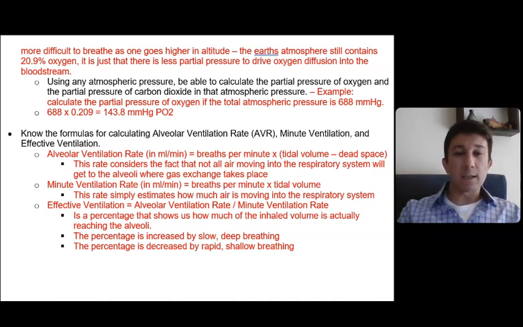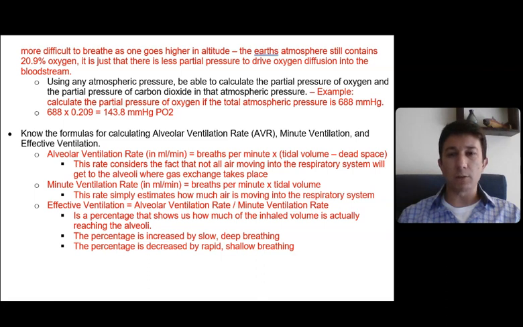So that rate, minute ventilation rate, simply estimates how much air is moving into and out of the respiratory system. But notice that it doesn't take into account dead space like the alveolar ventilation rate. So notice that minute ventilation rate is a much more simplified view of just how much volume per minute is getting into and out of the entire respiratory system.